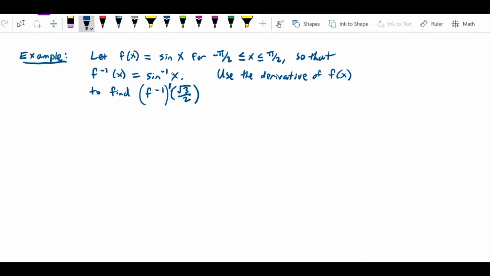So we want to find the derivative using the inverse function rule. Let's use the derivative of the original function f of x, which is sine x, to find the derivative of f inverse evaluated at root 3 over 2. So first thing to take note of is that the point, well, actually, let me just write it this way.